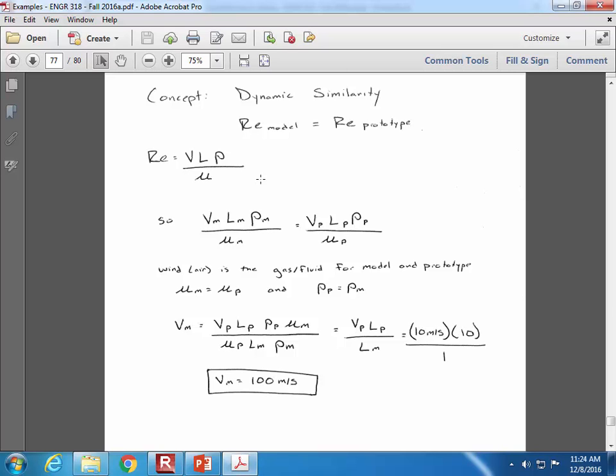All right, we set the Reynolds numbers equal to each other. So here we have the Reynolds number of the model is equal to the Reynolds number of the prototype. And so that's where these come from. And I'm rearranging to solve for the velocity of the model. So that means that the L has to go down here for that one, and then it was already there on the other side.